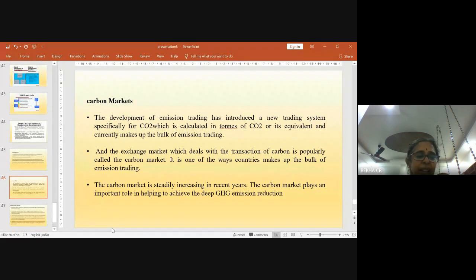So the next one is carbon markets. The development of emission trading has introduced a new type of trading system specifically for carbon dioxide, which is calculated in tons of carbon dioxide or its equivalent and currently makes up the bulk of emission trading. The exchange market, which deals with the transaction of carbon, is popularly called the carbon market. The carbon market has been steadily increasing in recent years.